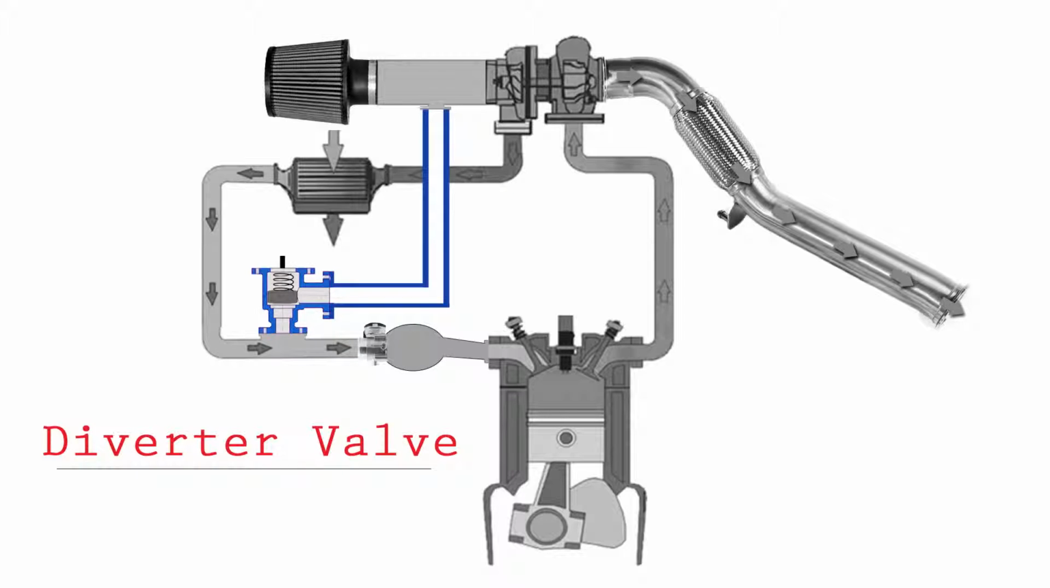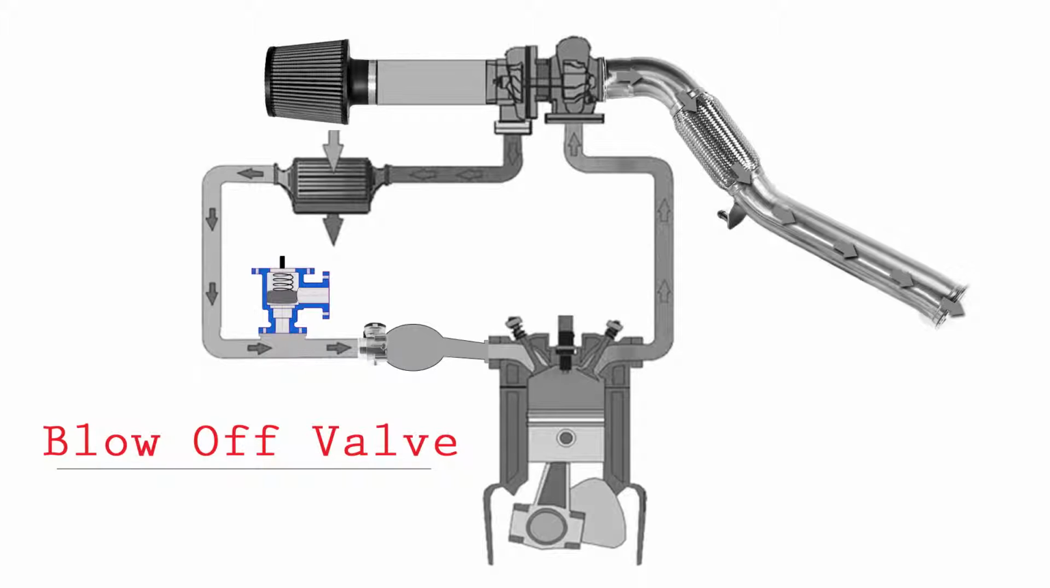So if we take a look here at this picture of the diverter valve, once you get the boost into the system and you close that throttle plate, the diverter valve will open, which then allows the air to recirculate back around to the intake on the front side of the turbo.